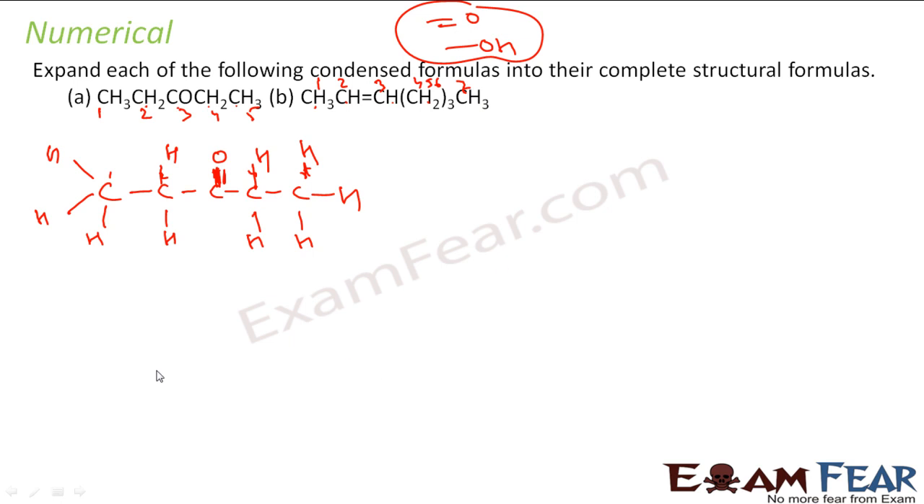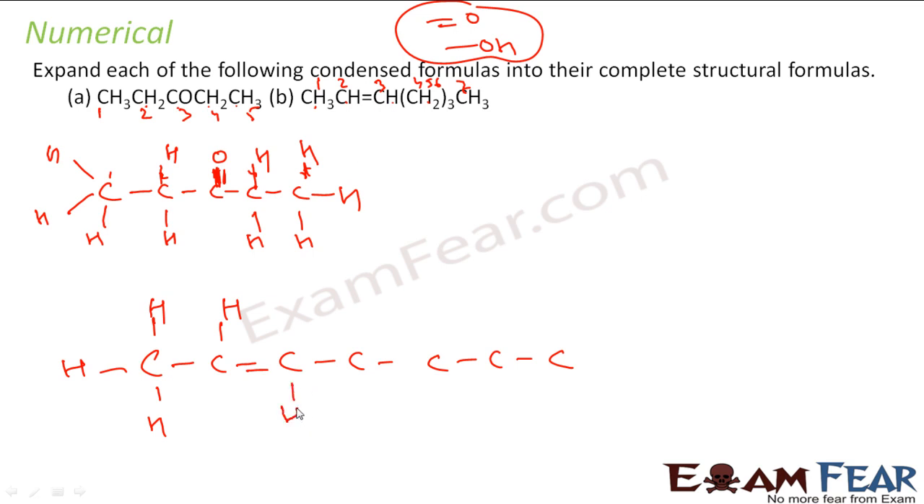So let's draw 7 carbons first: 1, 2, 3, 4, 5, 6, 7. The first carbon has 3 hydrogens. The second carbon has 1 hydrogen and 1 double bond. The third carbon has 1 hydrogen, right? The fourth, fifth and sixth have 2 hydrogens each, and the seventh has 3 hydrogens.